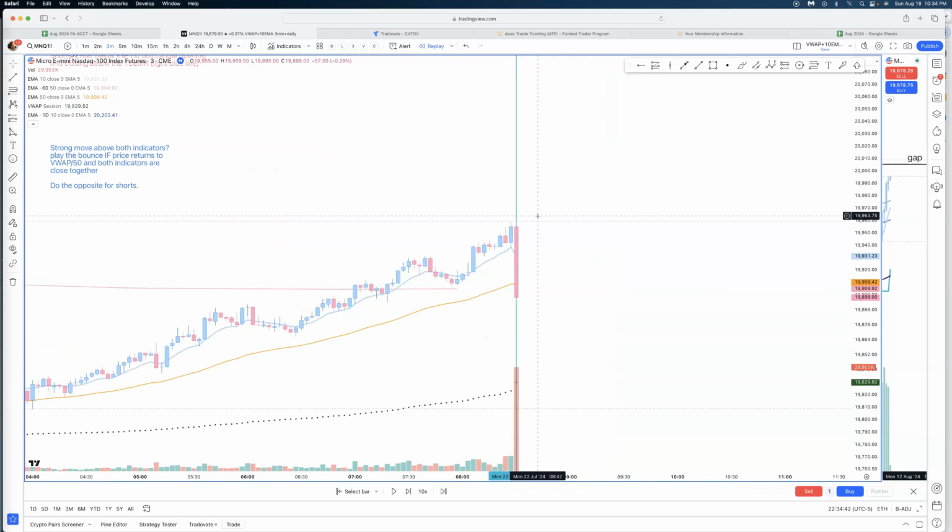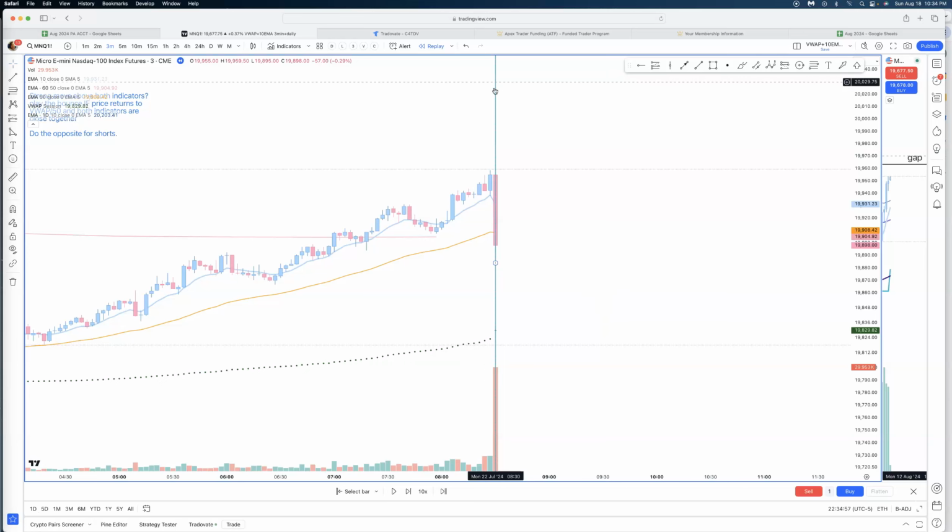So I'm picking up where I believe I left off on the last video, which is around July 22nd, 2024. It's not current time. I'm going back in time and back trading. The little turquoise line here is the market open.